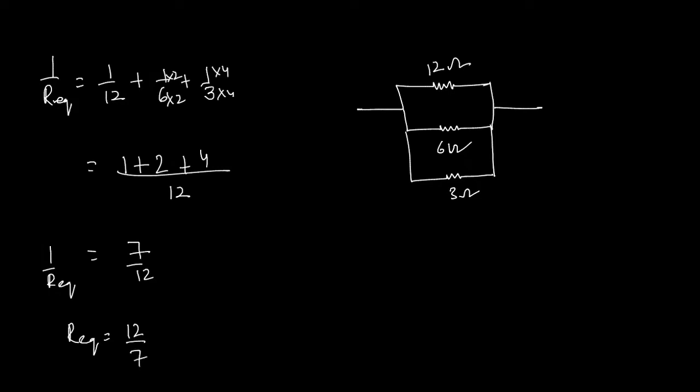Got it? Sir, again. Means you have to simply write it, add it, and then you reciprocal this one, because you need to bring the R equivalent, so you reciprocal this one. Got it? Okay.